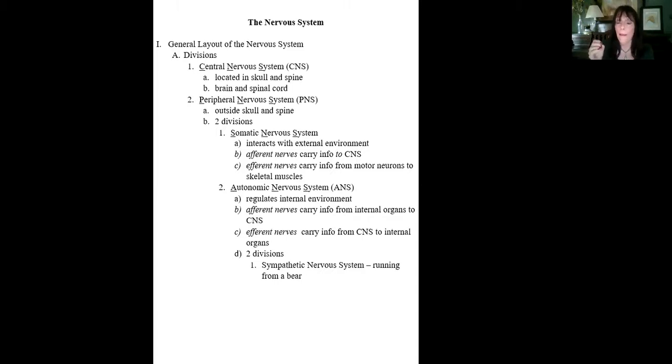Now, we've got two divisions of the autonomic nervous system. Again, biopsychostress people, this should be so familiar by now. We have the sympathetic nervous system. Oh my gosh, I have so much sympathy for you. There is a bear and I'm part of you, so it's us. We got to get away from the bear. So I'm going to kick in and do everything I can to help you, with me inside of you, get away from this bear.